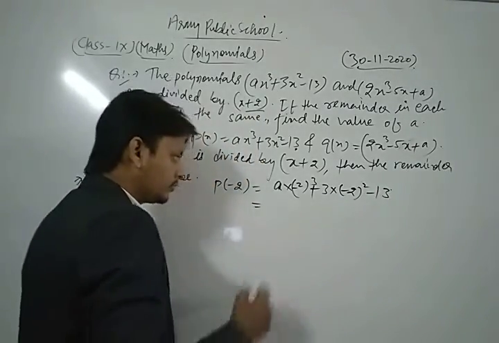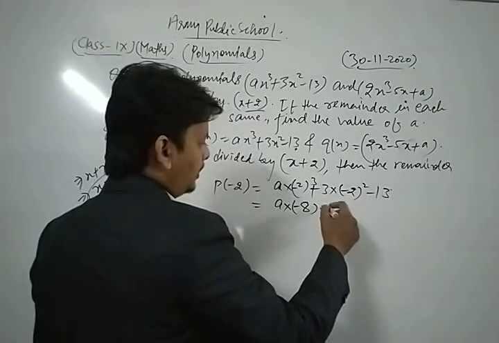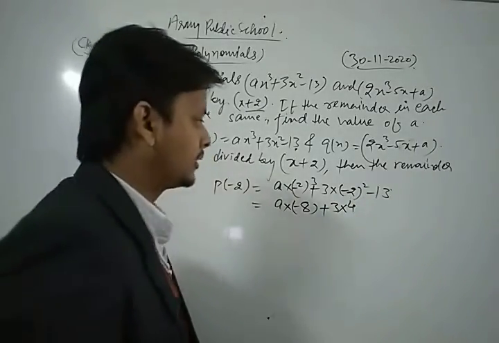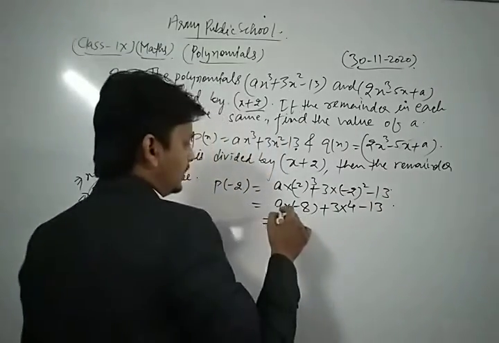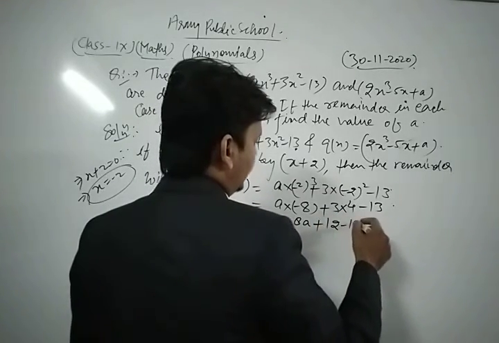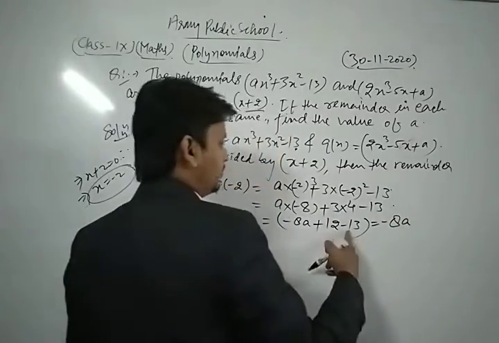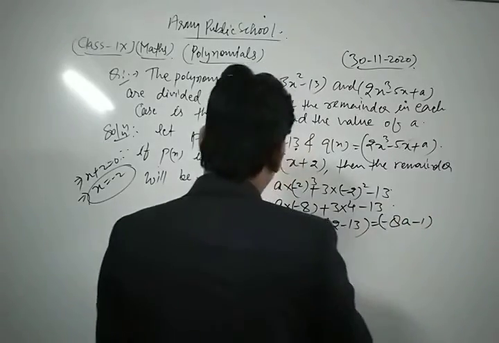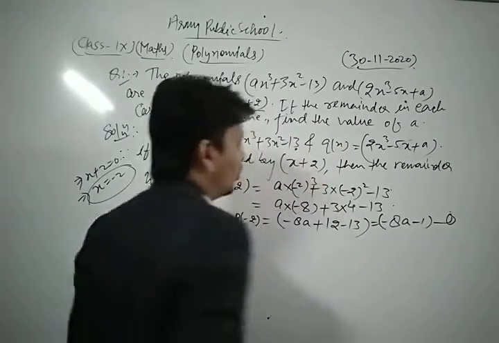a into minus 2 cube is minus 8, so minus 8a, plus 3 into 4, because the square of minus 2 is plus 4, and minus 13 as it is. Now we get minus 8a plus 12 minus 13. So we get minus 8a minus 1. So in the first case the remainder is p of minus 2 equal to minus 8a minus 1. We take this as equation number 1.